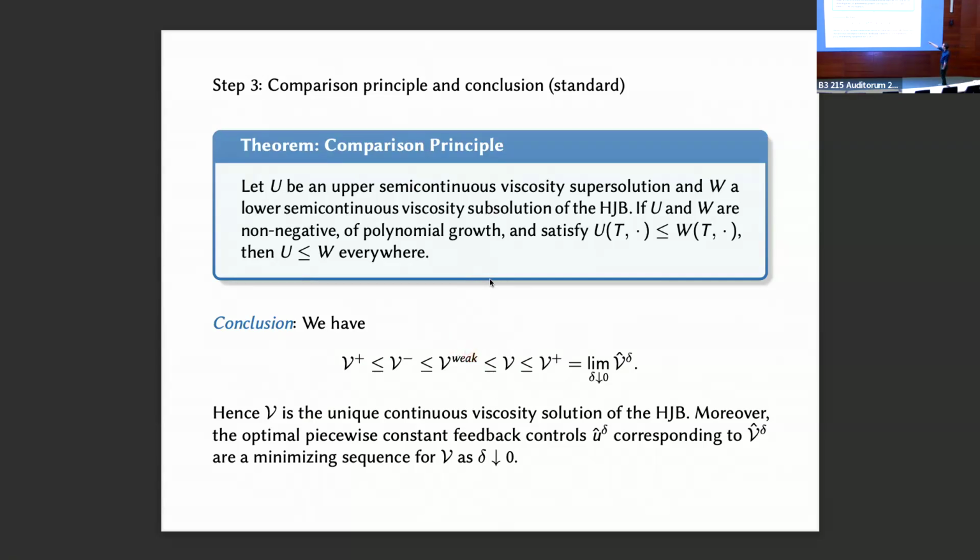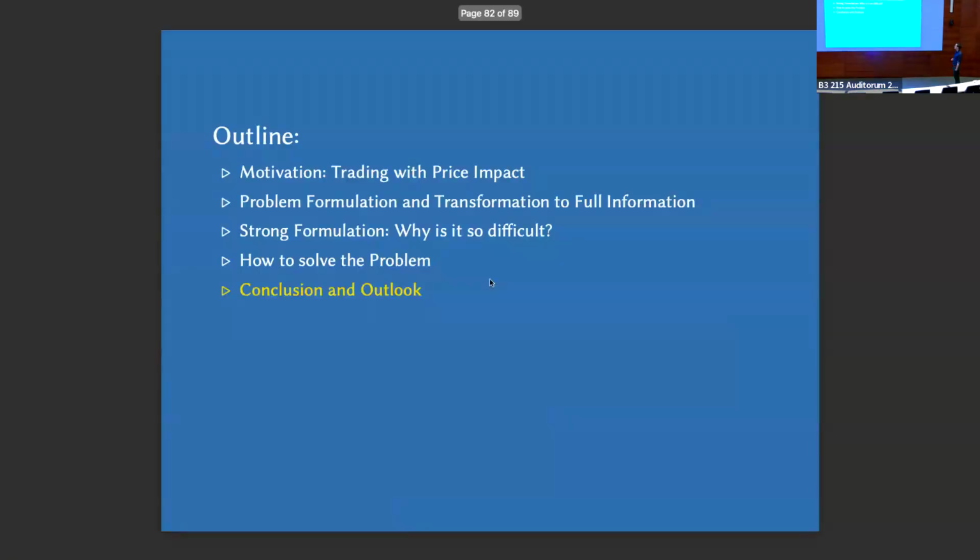And finally, these piecewise constant feedback controls form a minimizing sequence whose values converge to the optimal value. We don't know if the controls themselves converge, but we don't care, because we know there are certain specifications of our model where there are no optimal controls at all. So that's the best we can get. And that's it. So these are the main results that we got.